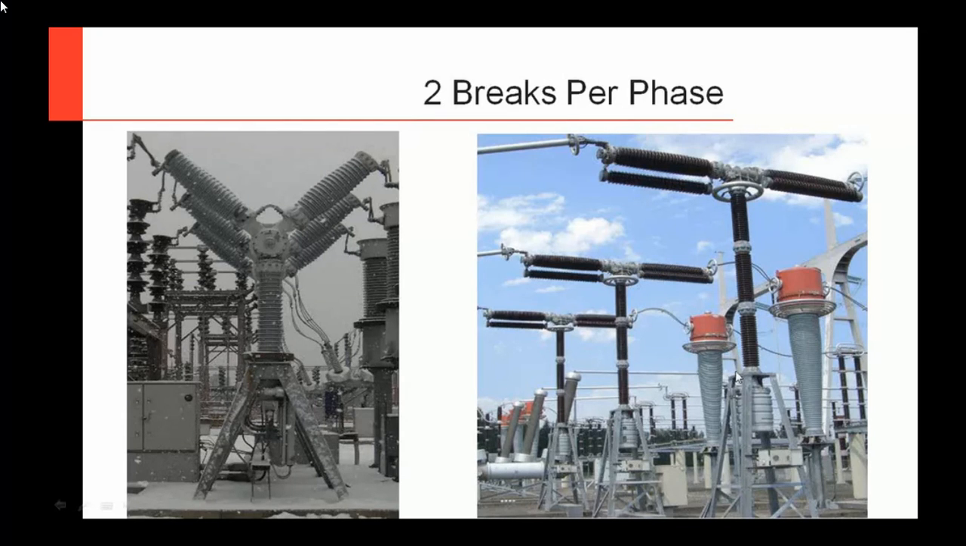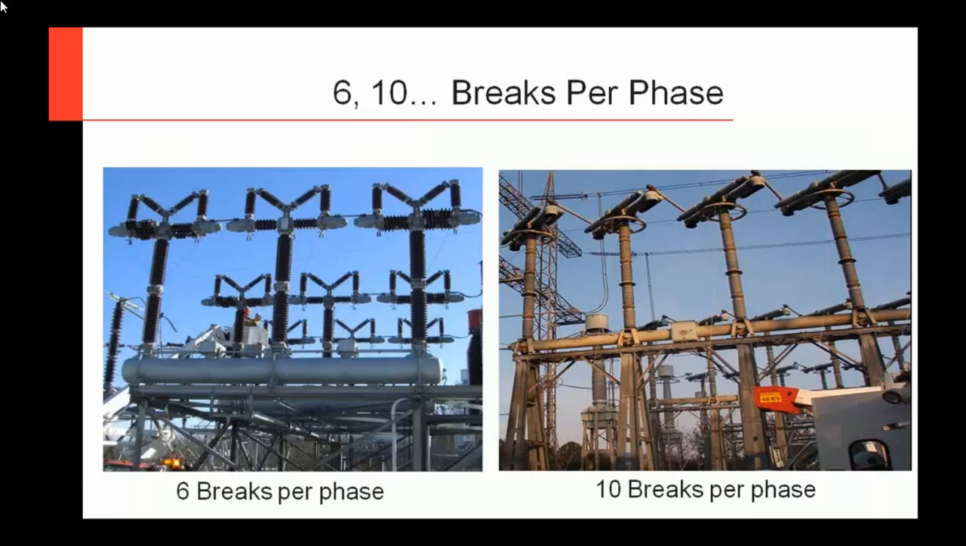Then, as we keep going up in voltage, and these are some old air blast type circuit breakers, you can see we have 1, 2, 3, 4, 5, 6 breaks per phase. And then over here, we actually have a 10 break per phase circuit breaker. And you can see 1, 2, 3, 4, 5, 6, 7, 8. And I didn't have a wide enough lens for this one, but 9, 10 on the number of breaks per phase here.